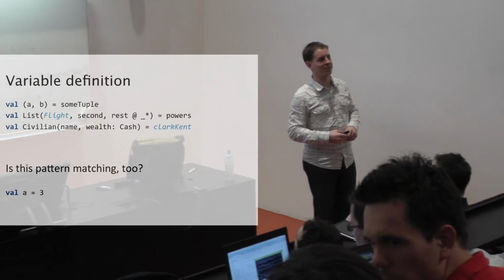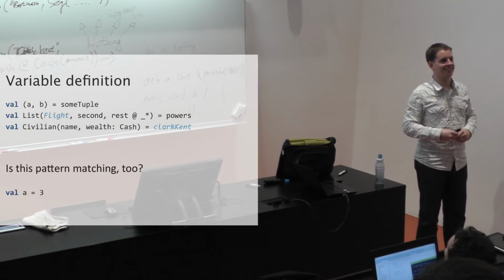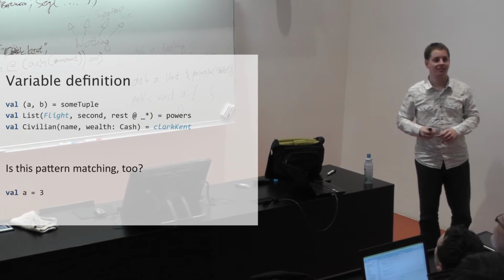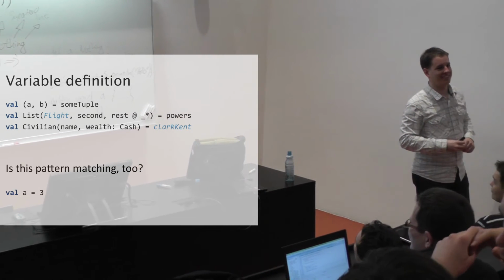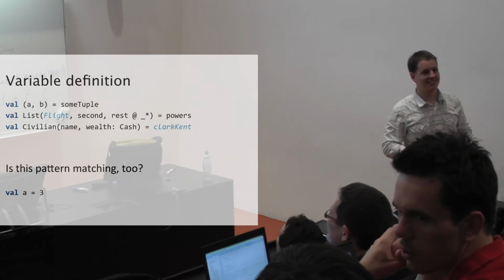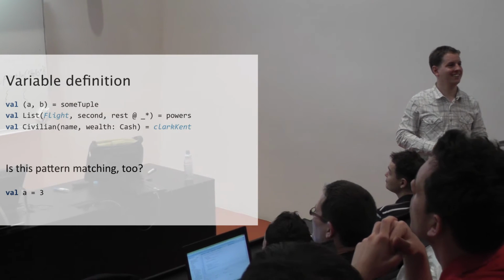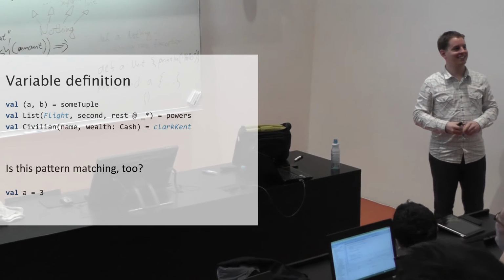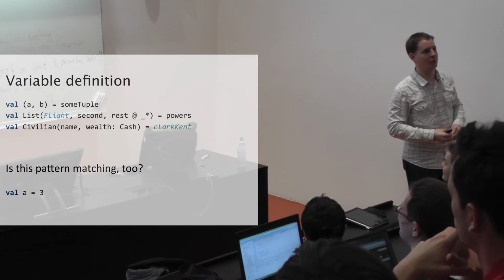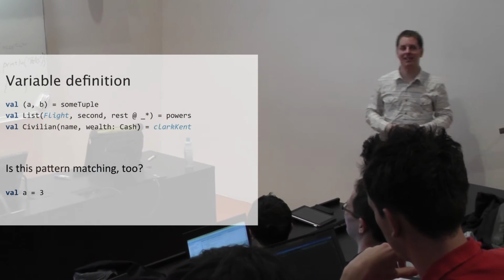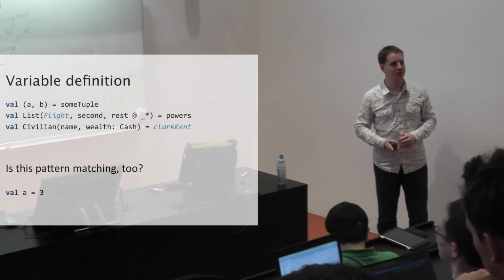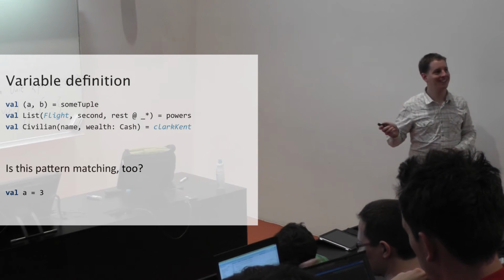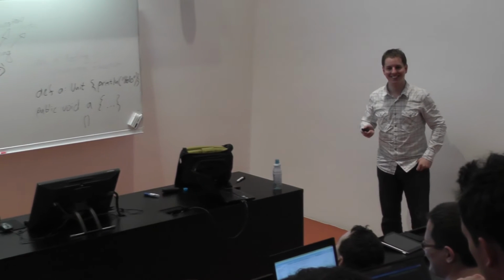So is this pattern matching too? This is a normal variable definition. Is it considered pattern matching? What do you say? Yes and no. From the compiler's view, no. Of course, that would be an overhead. But conceptually, it is consistent with the rest of the pattern matching. So no, it is not pattern matching, but it might look like a variable pattern.